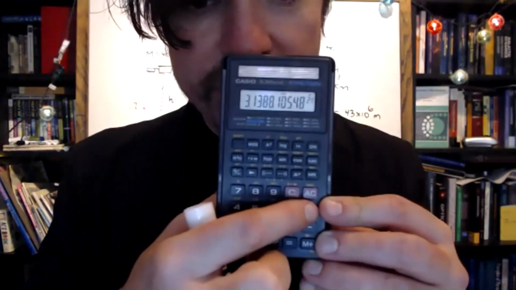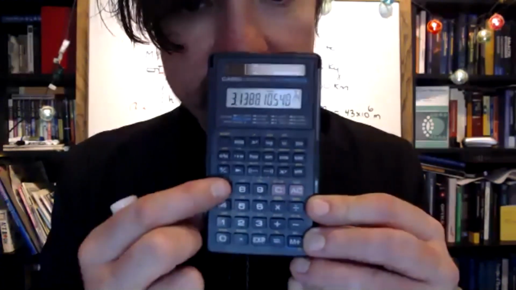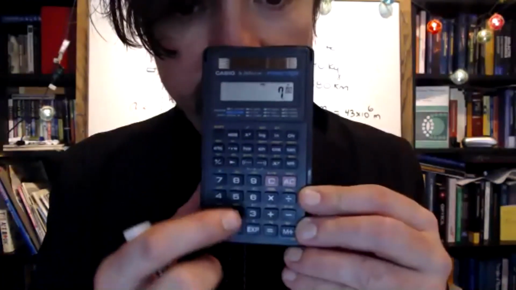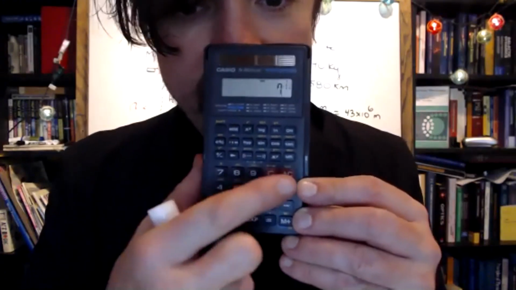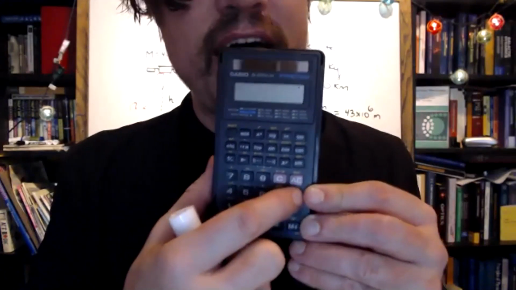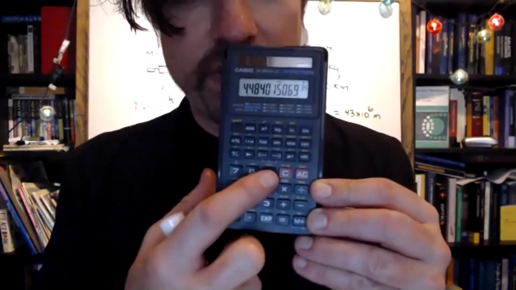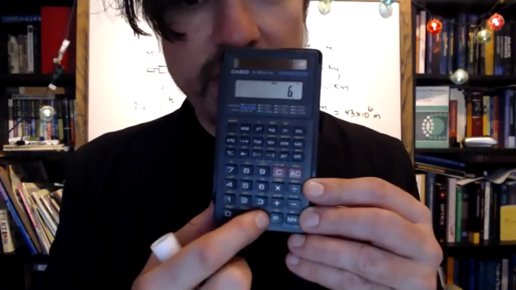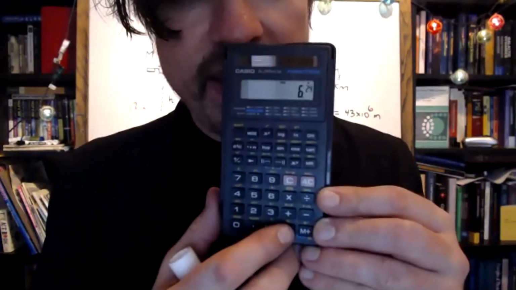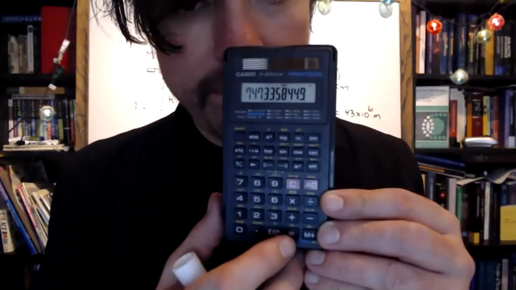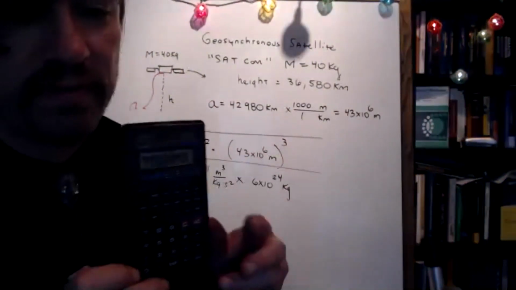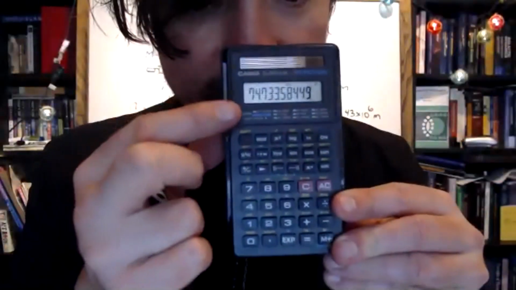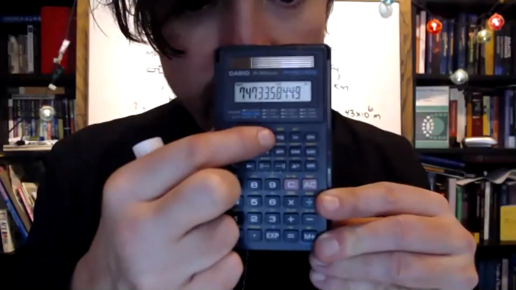Divided by big G, 7 exp negative 11. And here's another trick: divided by the mass of the Earth, 6 exp 24. Now we have to hit equals. But now we've got a square root, so I hit shift square root.